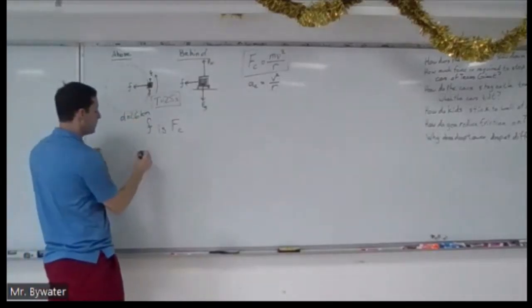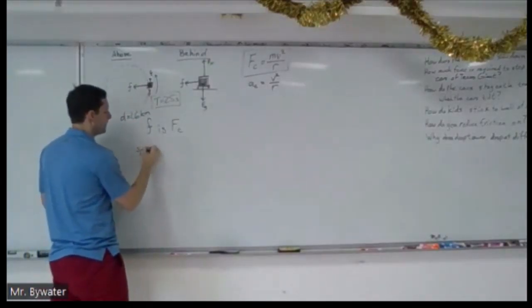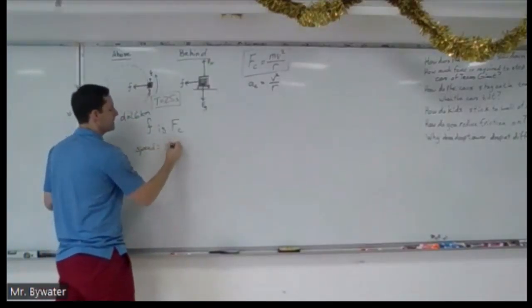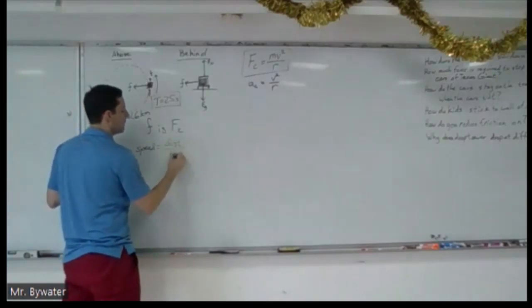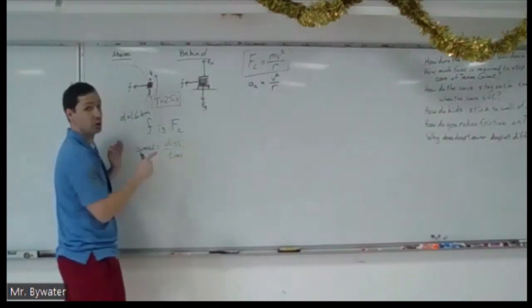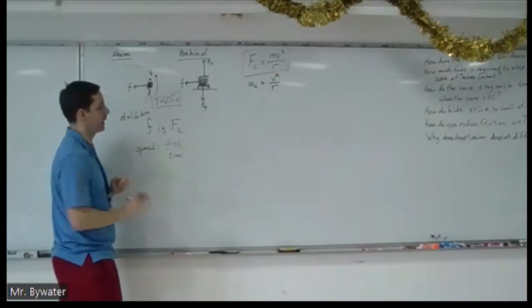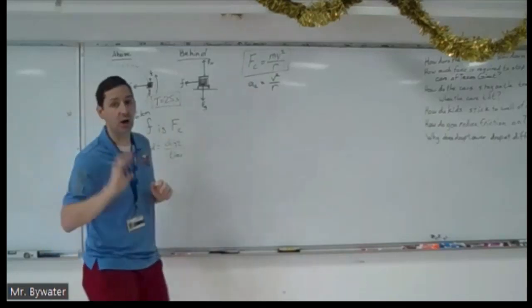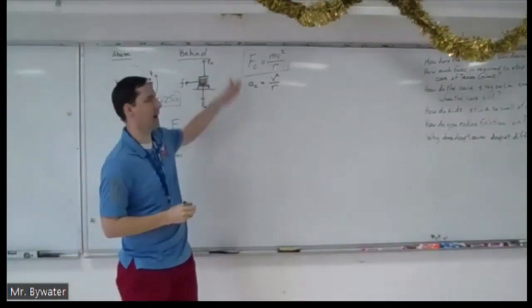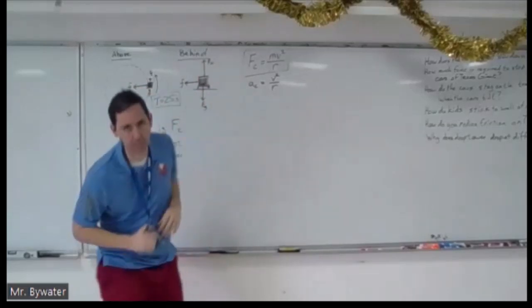Now, constant speed, we know that speed is equal to distance over time. Notice that this is in your formula packet. I'm not going to use any equations that are not in your formula packet unless I tell you to add them into your formula packet.